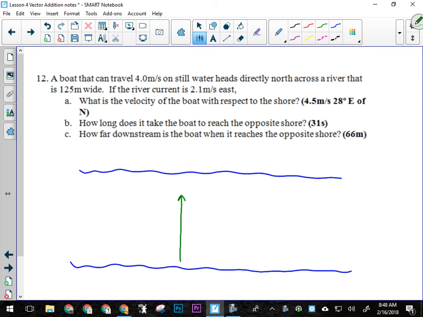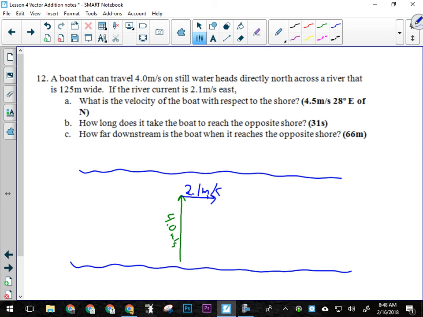Yeah, it's going to be going off at an angle because the current, sorry, this is 4.0 meters per second, because the current is pushing it downstream at, sorry, 2.1 meters per second. All right, so our resultant is here. They want to know what's the resultant velocity of the boat with respect to the shore.